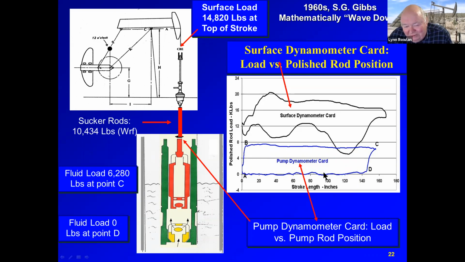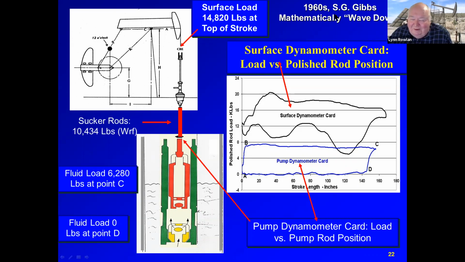This is no load, zero load. Well, not quite, about zero load. As the plunger moves on the downstroke from this point to that point, it displaces fluid into the tubing on the downstroke. And that's what this pump card represents.